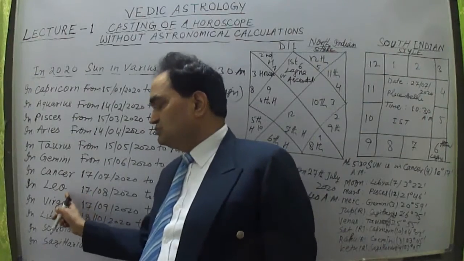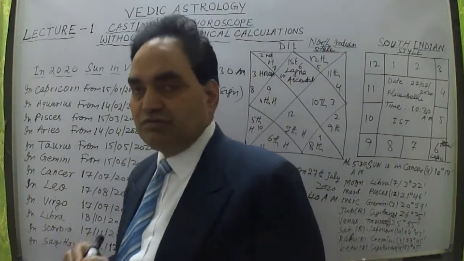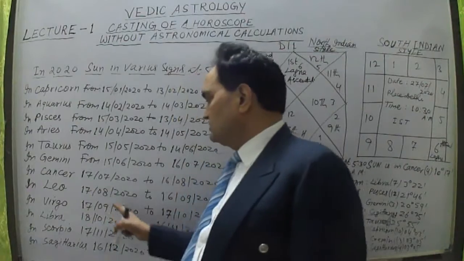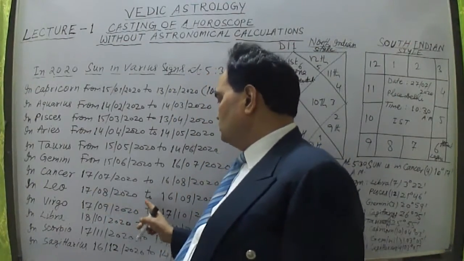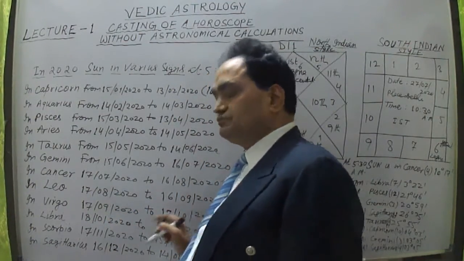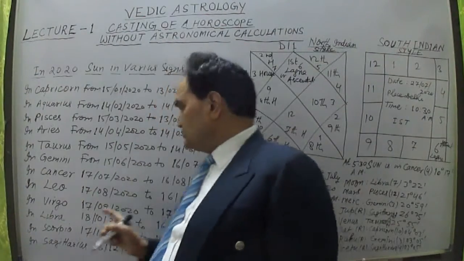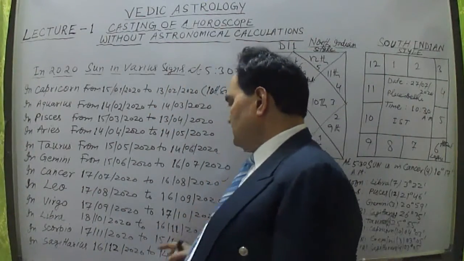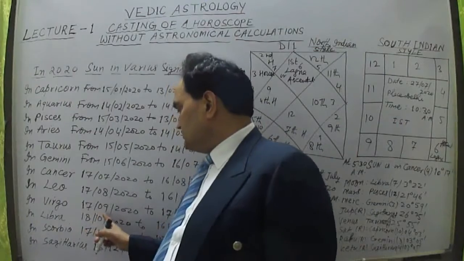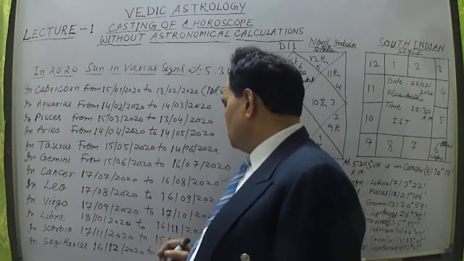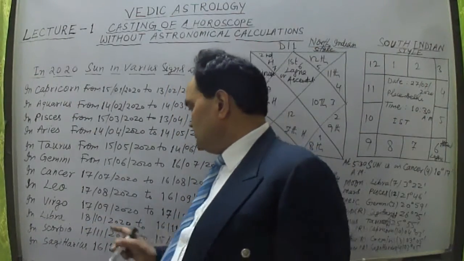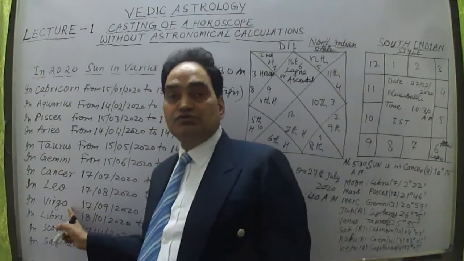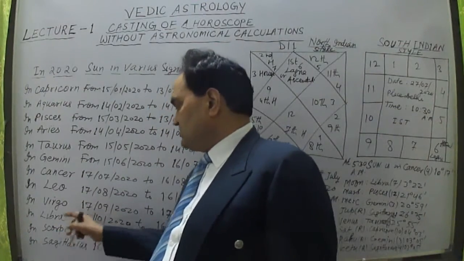The sun was in its own sign. Leo is the sun's own sign. The sun was in Leo sign from 17th of August 2020 to 16th of September 2020. Then from 17th of September to 17th of October 2020, the sun was in Virgo sign, right? Kanya Rashi. Then Libra sign.